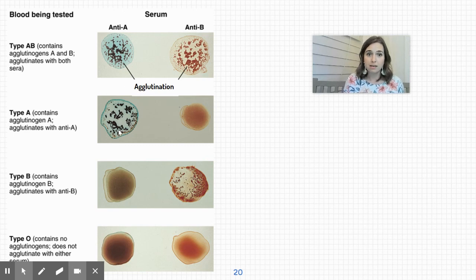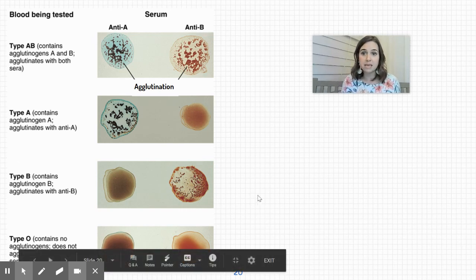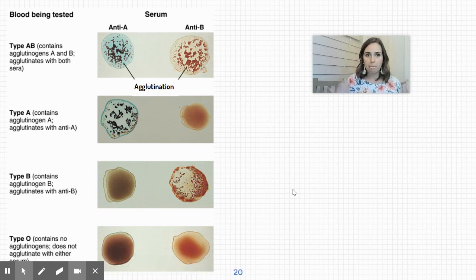Type A, because it clumped here and not here, it didn't react with the anti-Bs, but it did clump on the anti-As. That tells me that it's only A blood type. Same down here. It only clumped with the B, agglutination, and so it must be a B blood type. And at the very bottom, no clumping occurred, which means there must be no markers, no antigens, and that would be an O blood type.